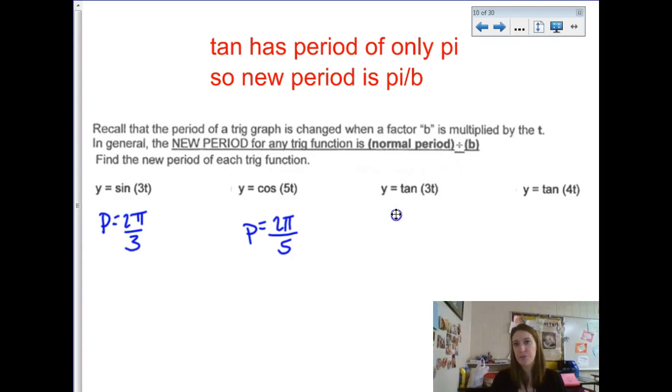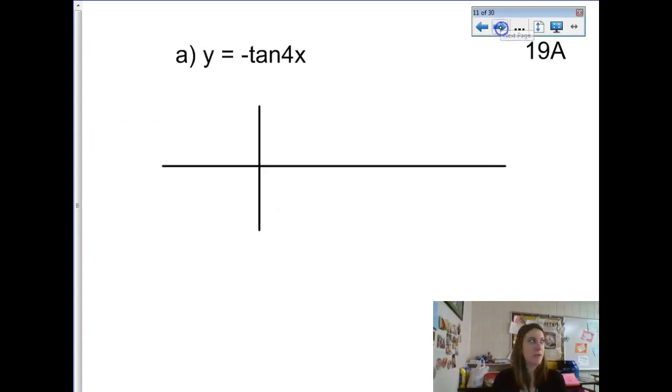But here you have tangent. So the period for tangent is normally pi, but then if we divide it by the b value, which is 3, we get pi over 3. And then here again tangent, so pi divided by 4. So just keep that in mind. Alright, let's get to graphing.